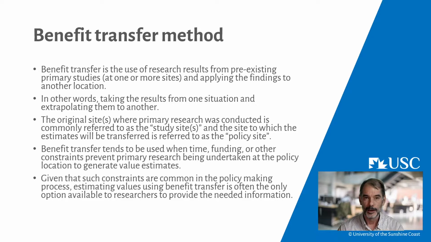Rather than applying this as a primary survey method like we would do with contingent valuation, or collecting data, for instance, on property values and environmental attributes like we might do in travel cost, the benefit transfer method is where we use the research results from some pre-existing primary studies at potentially one or more sites, and then take those findings and apply them to another location. In other words, we take the results from one situation and we extrapolate them to another situation.